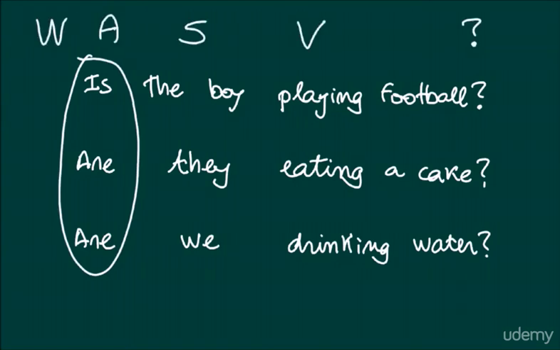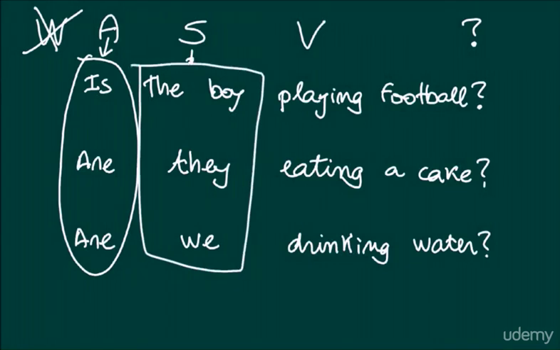Remember to use the WASV formula when you are creating a question. In this example, there isn't a W. The A is where you put the auxiliary, in this case the verb to be. The S is the subject, that is the boy, and the V is the verb, that is playing.